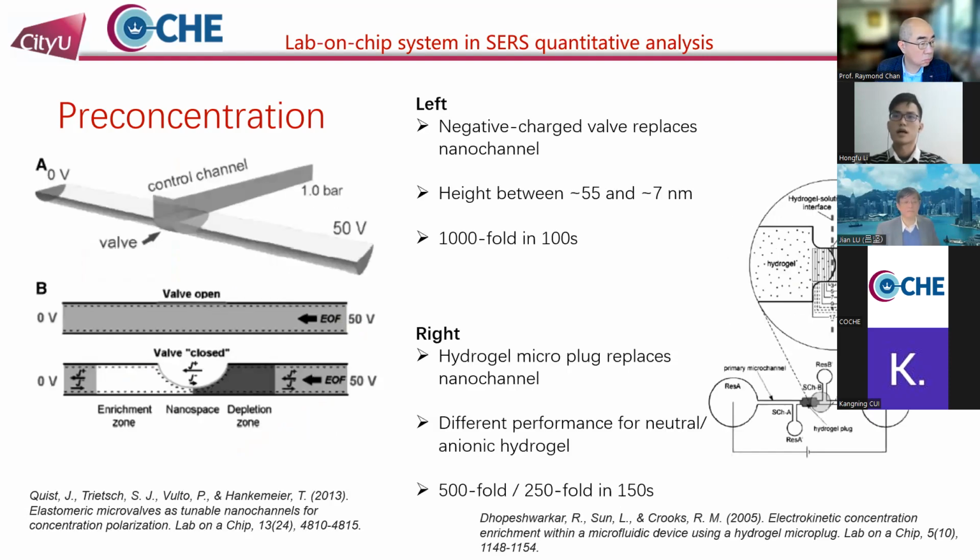And these two cases are still applications using the electrokinetic trapping methods. The figure on the left indicates a special design that utilizes a negatively charged valve to replace the original nanochannel in a typical design form. The concentration factor can achieve 1,000 times in 2 minutes, while the figure on the right is another design. So we basically know that the electrokinetic trapping method needs a nanochannel or a nano array to create the enrichment and the depletion zone, and porous materials such as hydrogel can perfectly offer this condition.